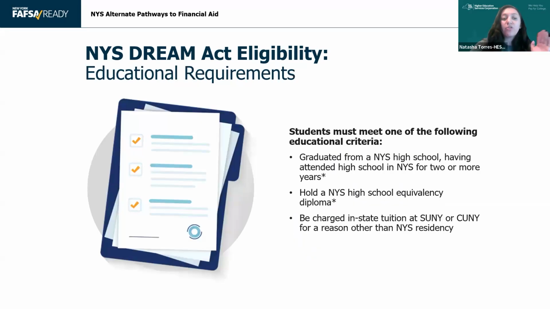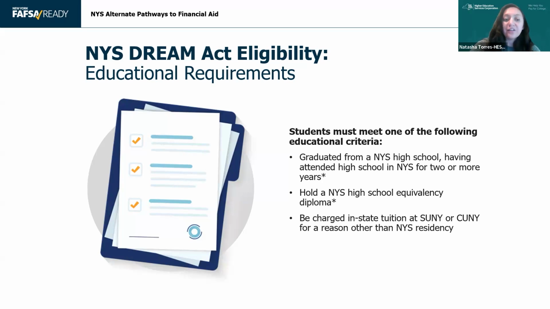So after they meet one of those criteria, they still have to meet this education background criteria. So the education criteria means they have to meet one of the following. They either have to have attended a New York State high school for 2 academic years and graduated, or they need to hold a New York State high school equivalency diploma, or they need to be charged in-state tuition at a SUNY or CUNY college for a reason other than residency to qualify. So, for example, let's say they met the citizenship criteria, let's say they had DACA, they're good, step one. Step two, let's say they went to a New York State high school for 2 years and graduated. Okay, that's 2 out of 2 so far, so they're good to go.